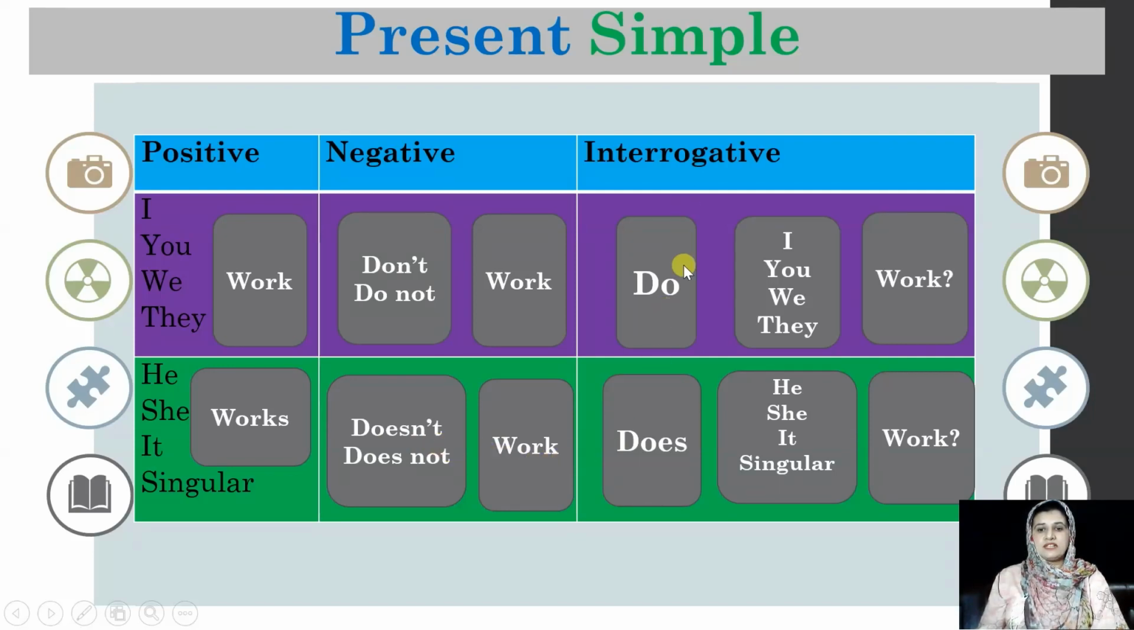Let's move towards the interrogative sentences. Here we will say, does he work, does she work, does it work, and does Ali work. So you have seen that we are not adding s here with work as we added in the simple sentences. In simple sentences we add s or es with first form of the verb, but in negative and interrogative we just use simple first form of the verb because we already added s or es with do.